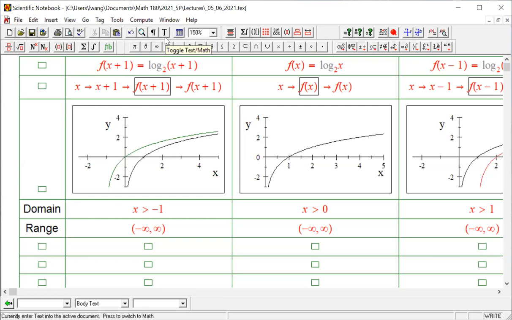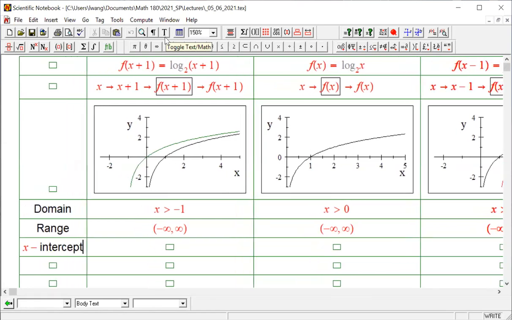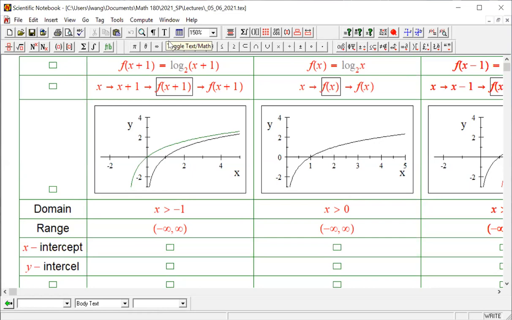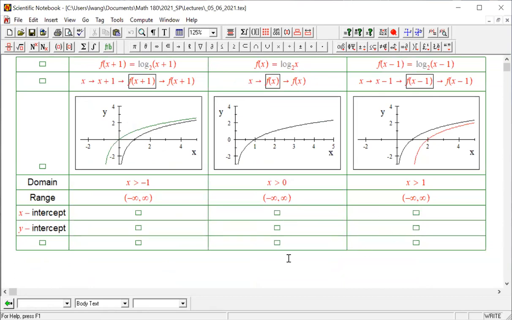So this time, let's still do it in the same order. X intercept, Y intercept. I made it a little smaller. Does this look better? Yeah, we can see the whole of it. X intercept, Y intercept, and then asymptotes.